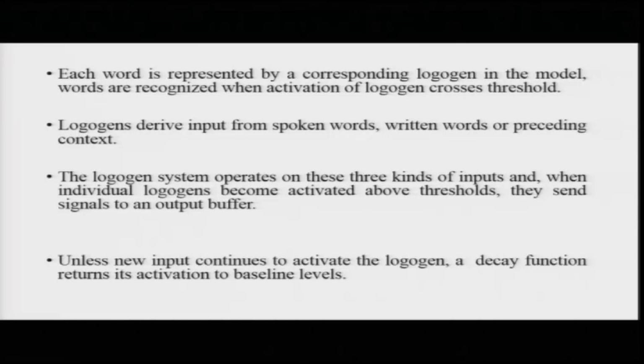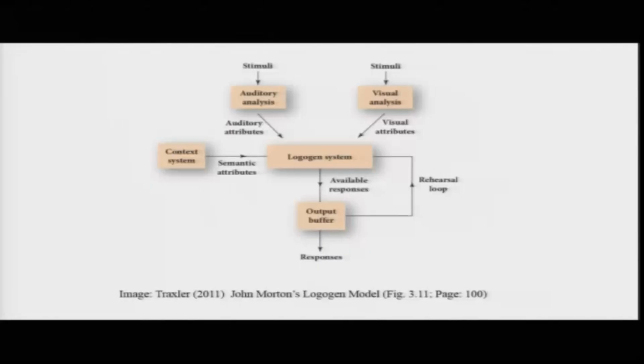Okay. Another very important thing is, unless new input comes in and continues to activate the logogen, a decay function returns the logogen to its previous level. So, you read a particular set of words, all of them become activated. After that, you did not read those words for days and weeks. So, obviously the activation will go down. Okay. This is the architecture of the logogen system.